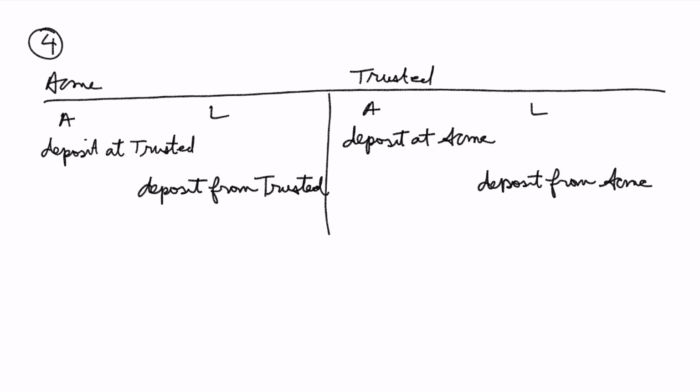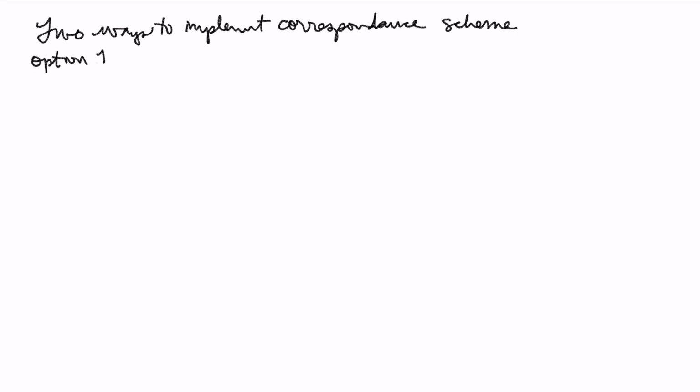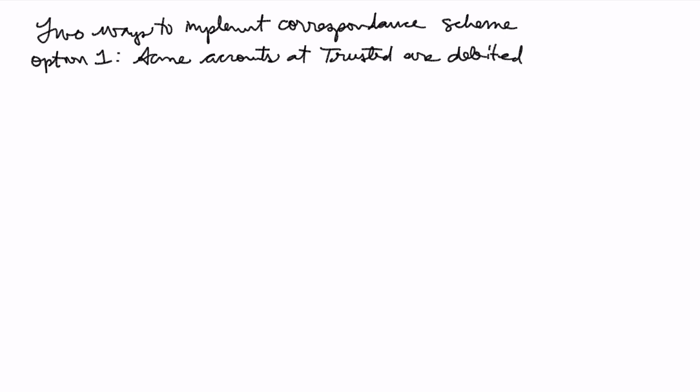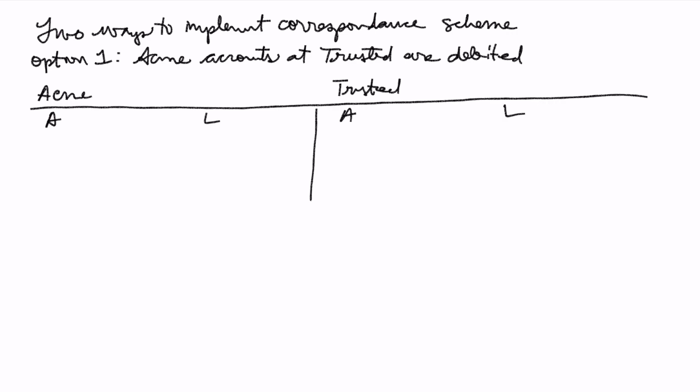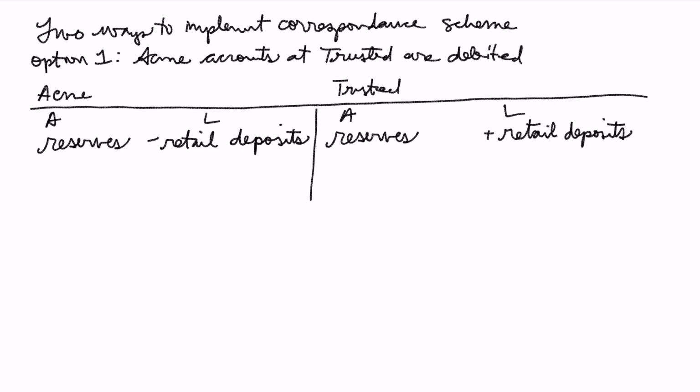Let's say that at the end of the day, Acme owes a net to Trusted and needs to move retail deposits, which are the customer payments, to Trusted. There are 2 ways to do this under a correspondence scheme. Option 1 is that Acme's accounts at Trusted are debited. Here's what that would look like. So Acme, assets, liabilities, Trusted, assets, liabilities, both have reserves. We are moving deposit accounts or retail accounts, customer deposits, from liabilities on the part of Acme to liabilities on the part of Trusted. So this, for example, I have paid you, so my bank now owes me less for my deposit, but your bank owes you more in your deposit.